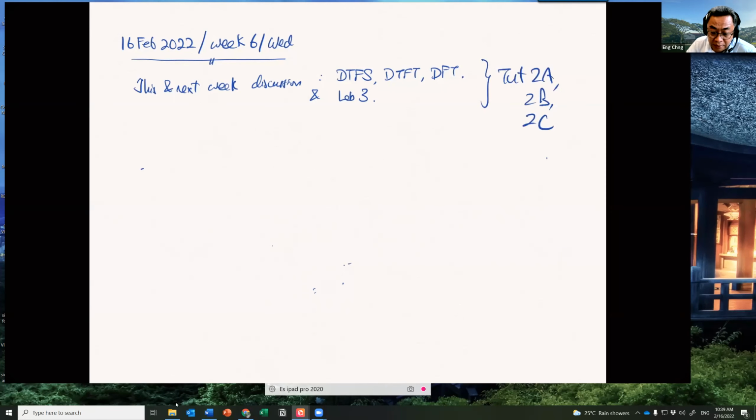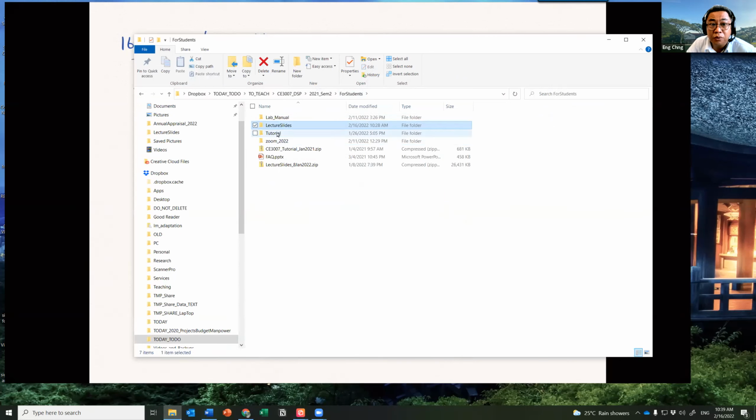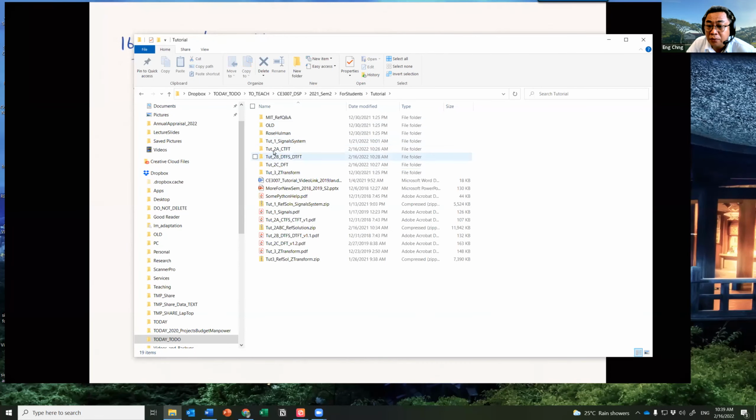All right, let us see what these 2A, 2B, and 2C are. So let's go to the tutorial. In the tutorial, you see 2A is for continuous time Fourier transform. 2B is for discrete time Fourier series and discrete time Fourier transform. And 2C is DFT. Okay, let's see.